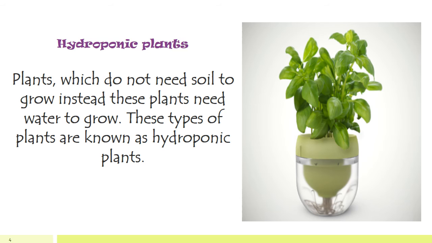Now these types of plants are known as hydroponic plants because they can grow only in water and they don't need soil to grow. Now your homework is to find out the names of such plants which are hydroponic in nature.